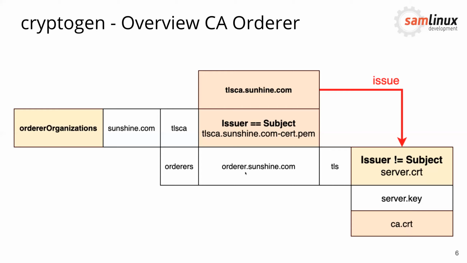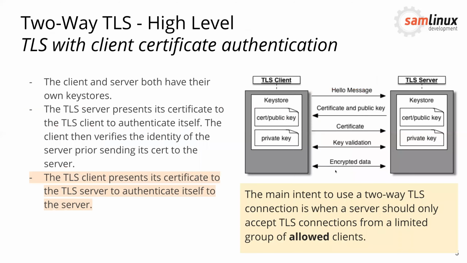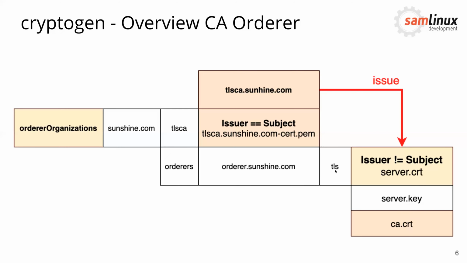So in our scenario, we have only one orderer, the orderer sunshine.com, and here in the structure we have the TLS folder, and there we have three files. We have a server cert, we have a server key, and we have a ca.cert file.